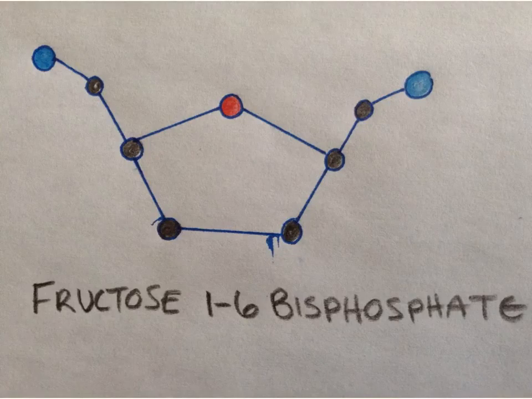Okay, so here we have a picture of the fructose 1,6-bisphosphate. As you can see, it has the 2 phosphate groups on its end. So this first step in total, the process, is called glucose activation.